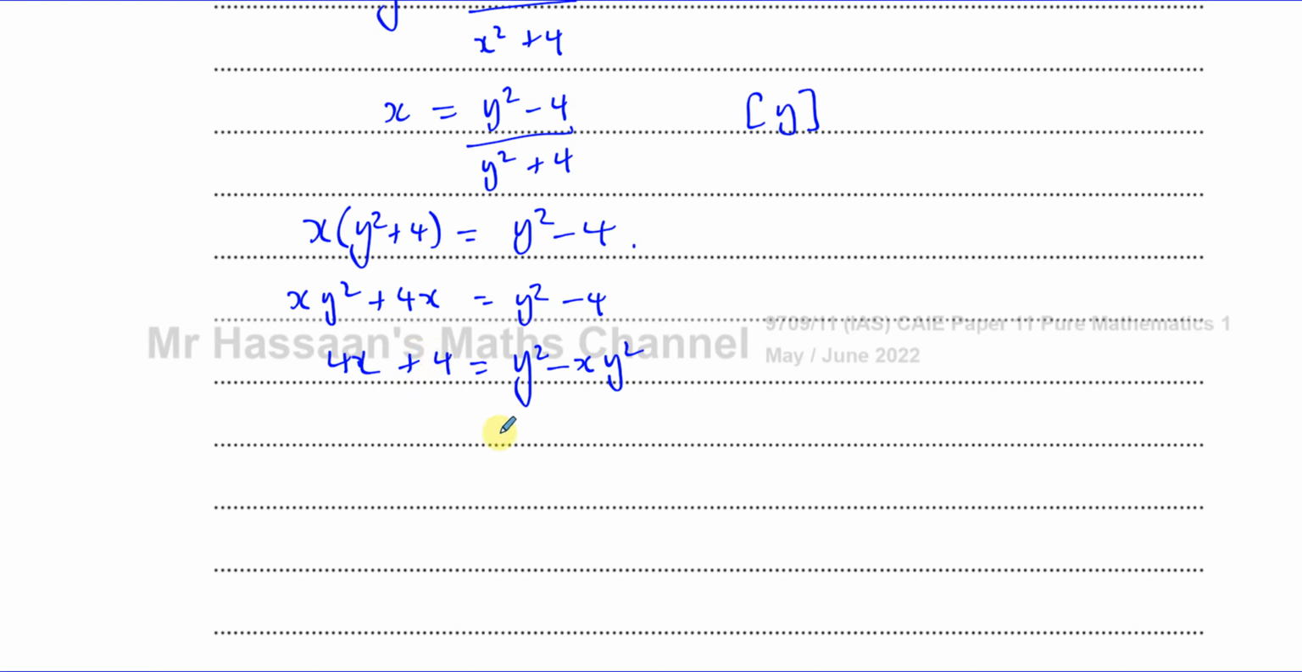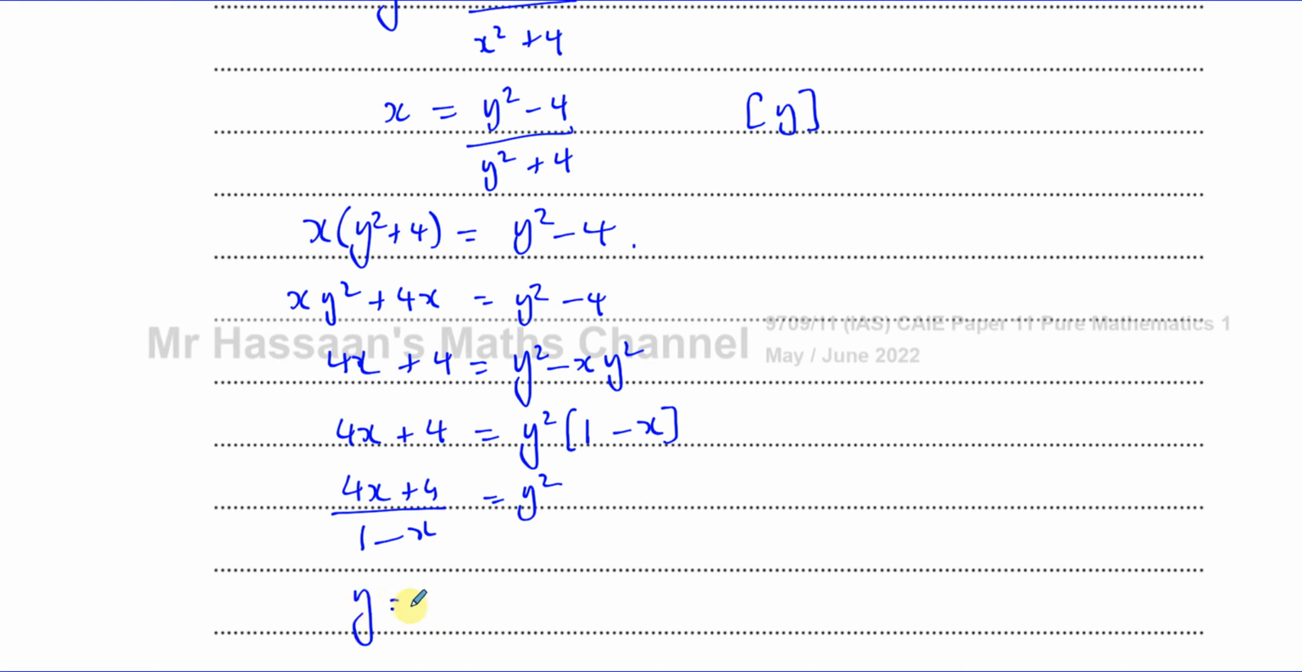And I want to make y squared the subject, so I'm going to take y squared as a common factor of these two terms. So y squared times 1 is y squared, and y squared times minus x is minus xy squared. So that's factorized. This stays as it is for now. We don't have to factorize it. But what we can do now is divide both sides by 1 minus x. So we have 4x plus 4 divided by 1 minus x equals y squared.